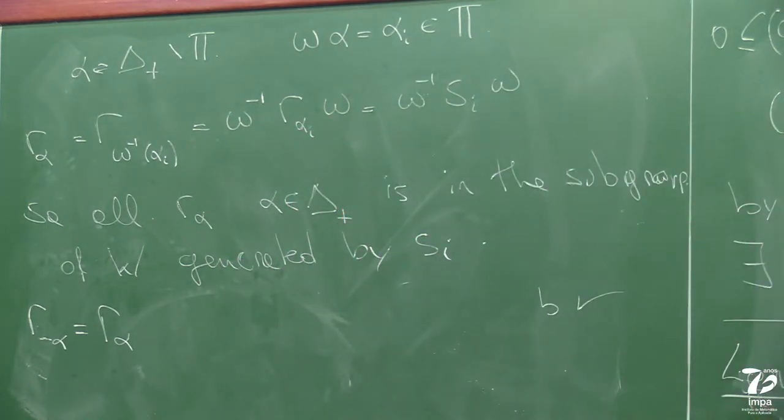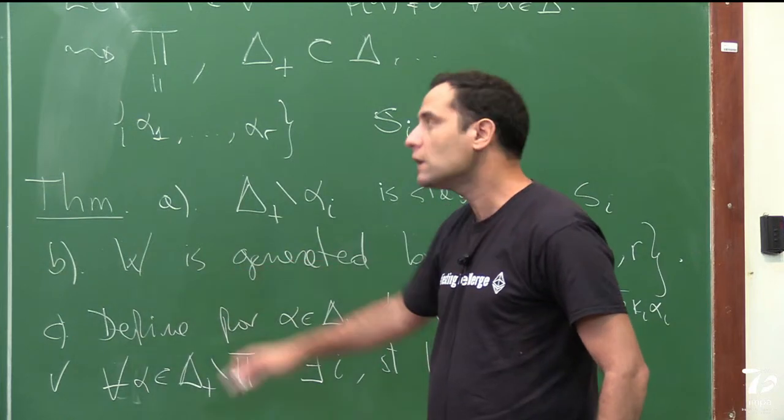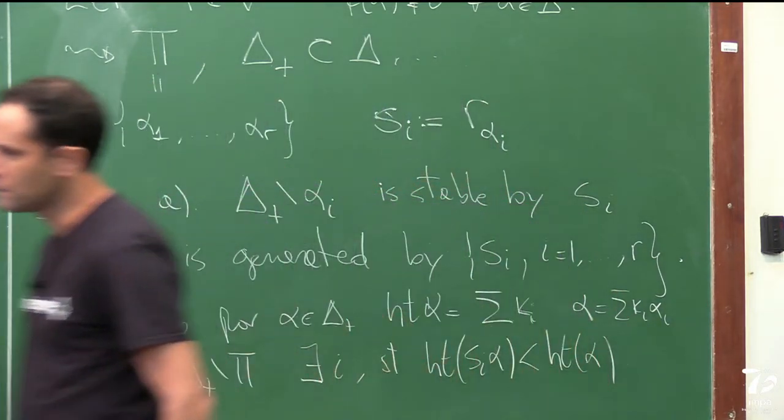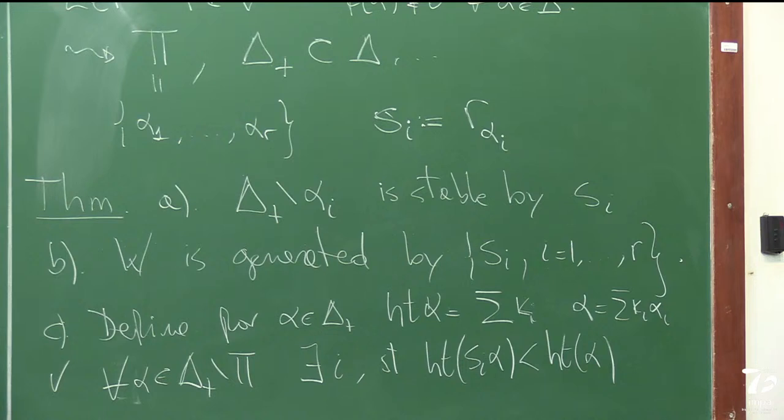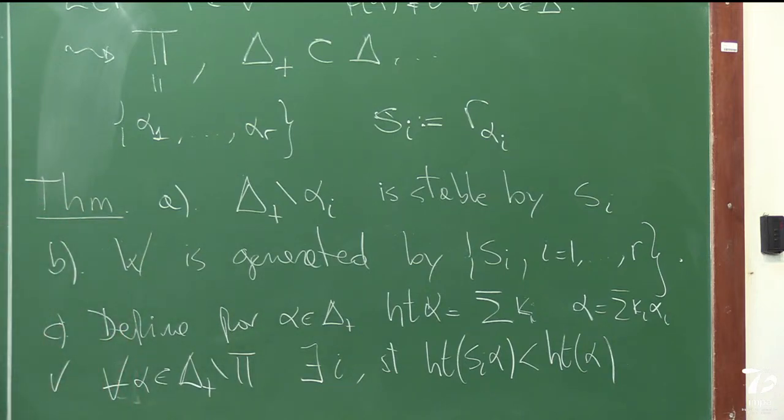Okay, so now we know that every element in the Weyl group can be written as a product of simple reflections. So once we've chosen this F, this gives a notion in the Weyl group, which is the height or the length of an element in the Weyl group. And we're going to use that later on, but let's define it now.